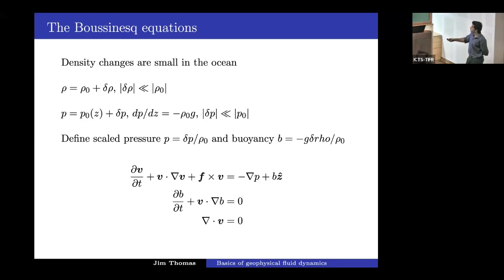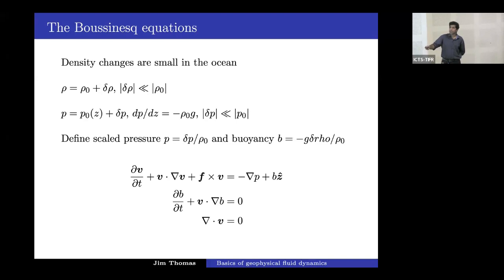If you use this as an assumption and put it in the equations that we looked at earlier, and we define a scaled pressure as delta P divided by P naught, you can define buoyancy. Buoyancy is really the negative of the acceleration due to gravity times delta rho divided by rho naught. This is the buoyancy variable. So density really comes with a negative sign relative to buoyancy.